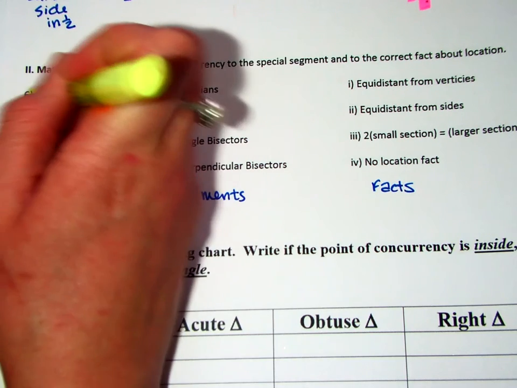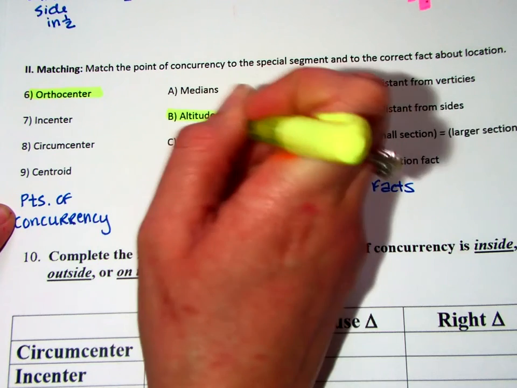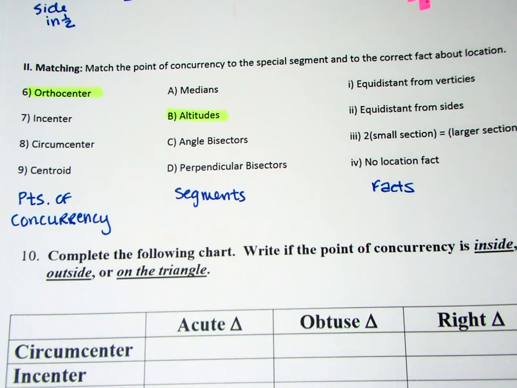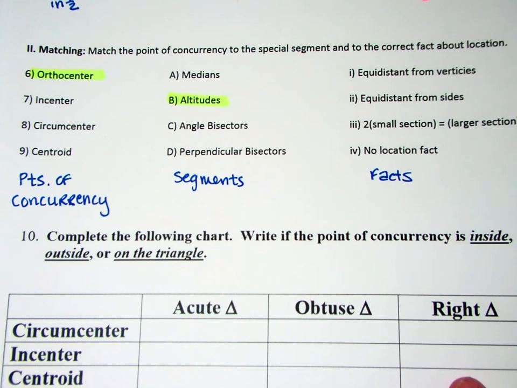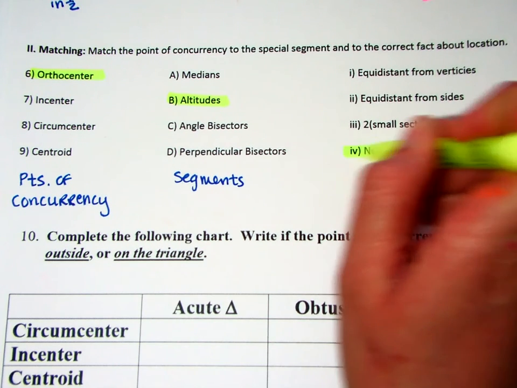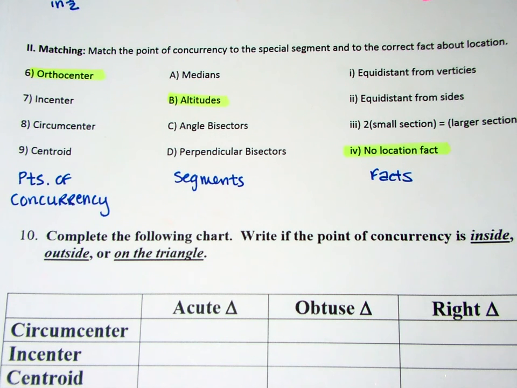The orthocenter is where all of the altitudes meet. And honestly, there's nothing special about the altitudes, so they actually have no fascinating fact about them.